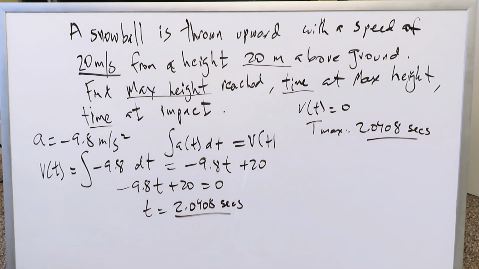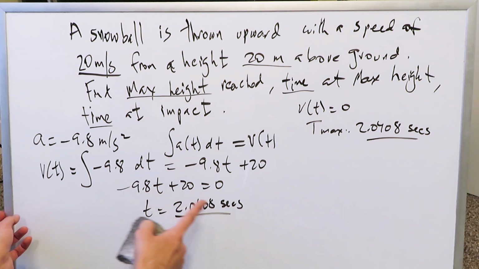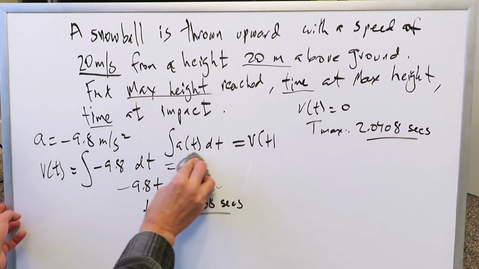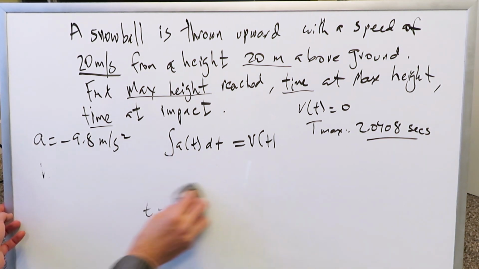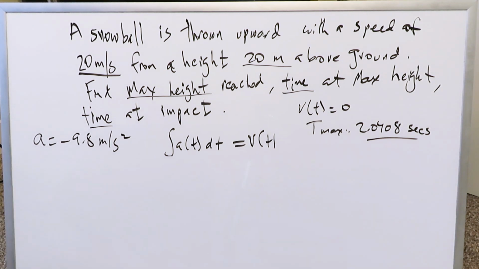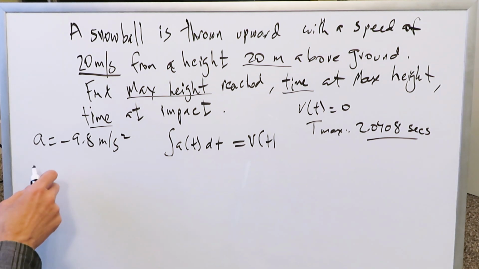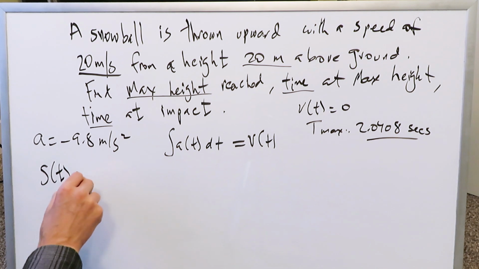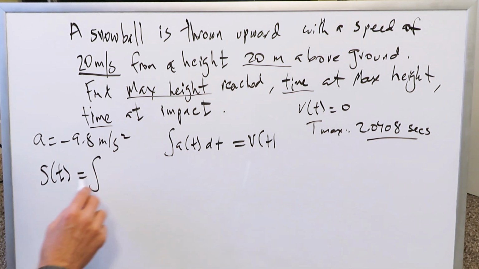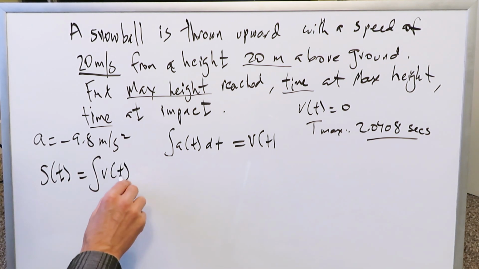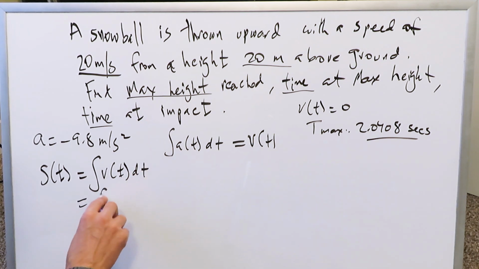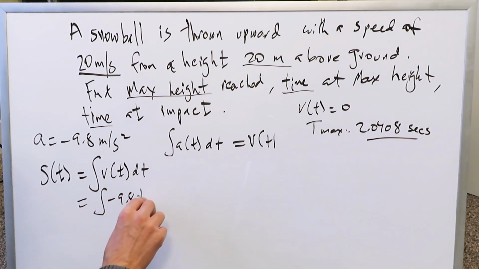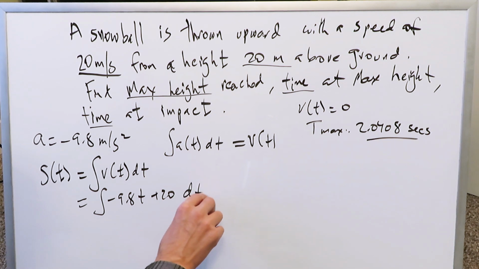Now that we've determined the velocity function, we can do the position function. I know the velocity function, I have it here in my head, so let me erase this and get to the next step. For the position function, remember, I'm doing the integral approach here. The position function comes from the integral of your velocity function. My velocity function is minus 9.8t plus 20.